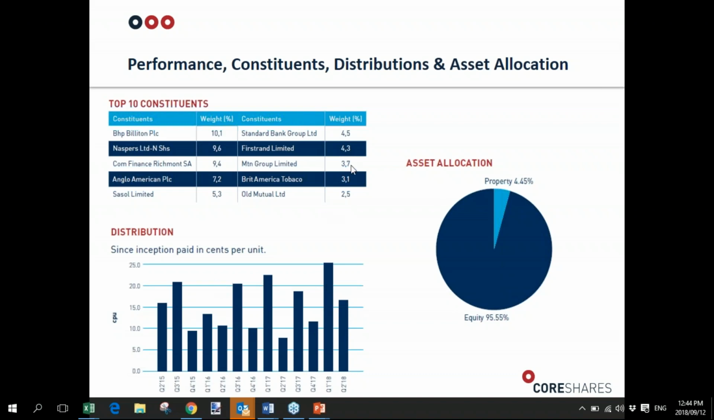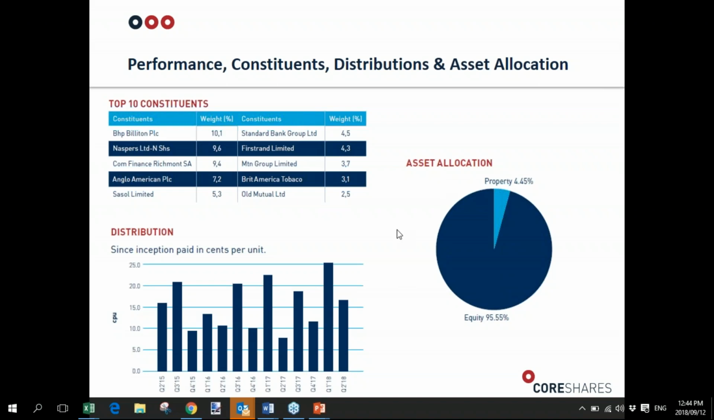And the reason it's variable is because the distribution is based on the underlying share dividends that are paid out. So every time one of these shares pays a dividend, the fund sits on that dividend till the end of the quarter and then pays them out. So this gives you a good idea of what this fund has actually paid out in distributions since inception, over the last 3+ years.